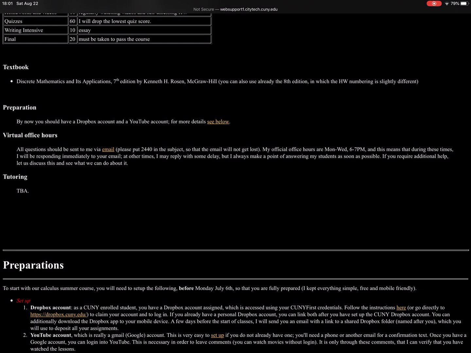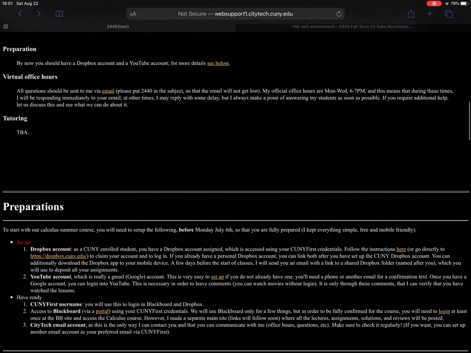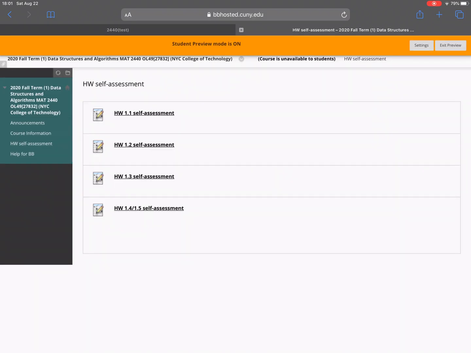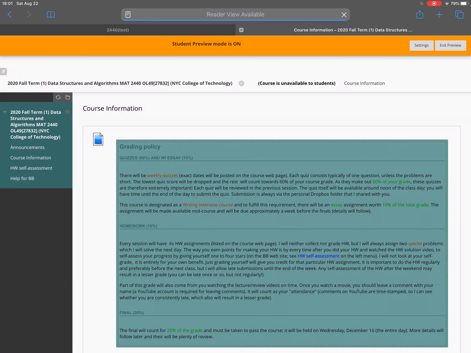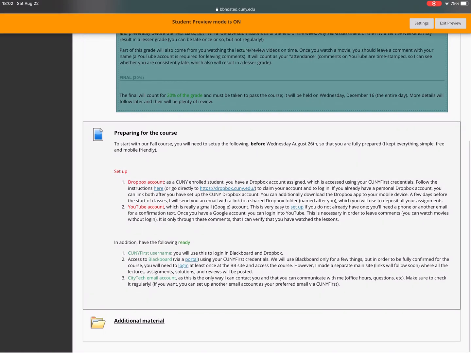Now there is also going to be tutoring available from the math department and from the college, but I don't have the exact details anymore. Okay, and that's, I think, almost everything I want to say, except I want to go quickly back to this Blackboard here. That's the only place where you will use Blackboard: for homework self-assessments and to see your grades. The only thing in the course information there is the grading policy. And there's some additional material.